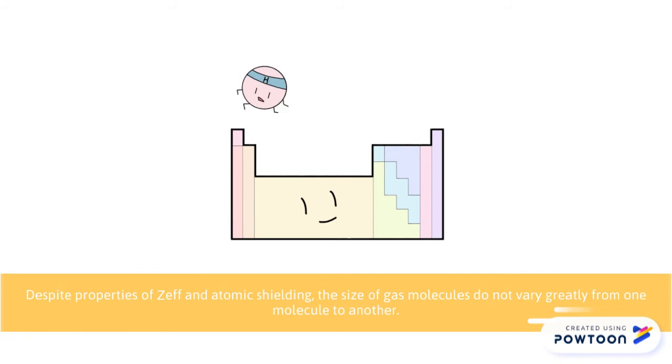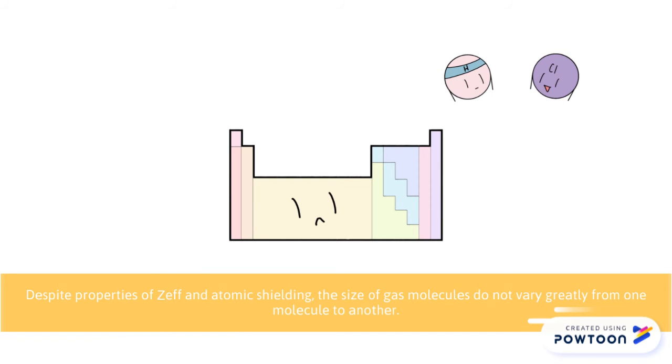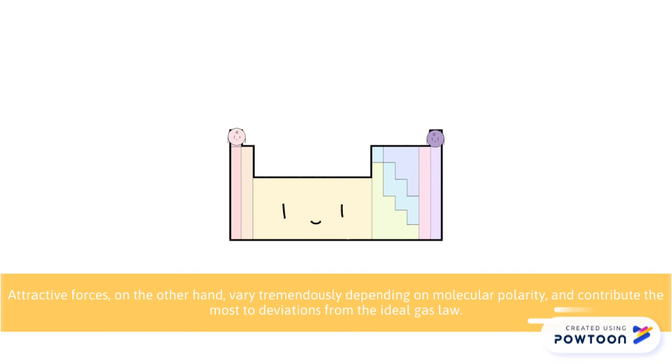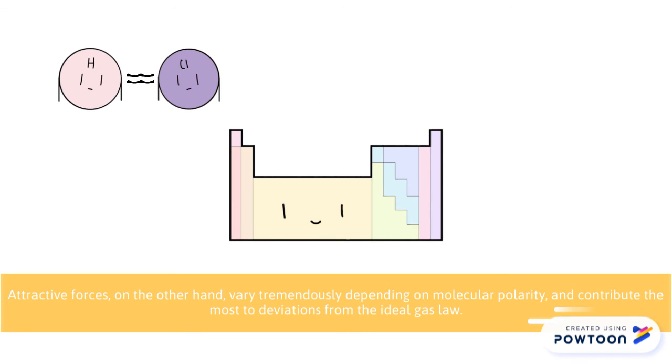Despite properties of Zeff and atomic shielding, the size of gas molecules does not vary greatly from one molecule to another. Attractive forces, on the other hand, vary tremendously depending on molecular polarity and contribute the most to deviations from the ideal gas law.